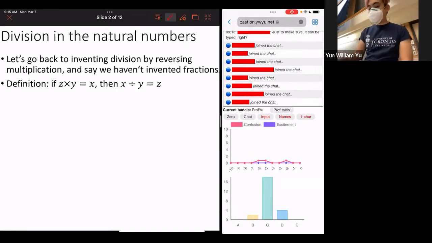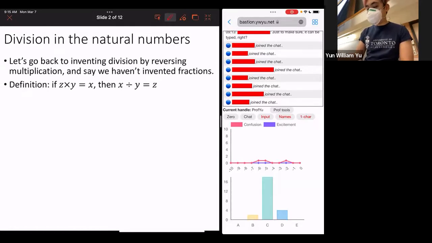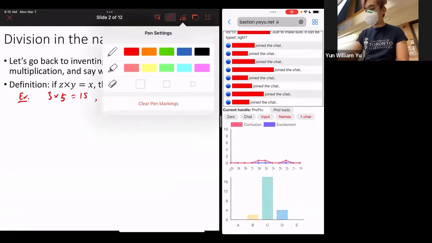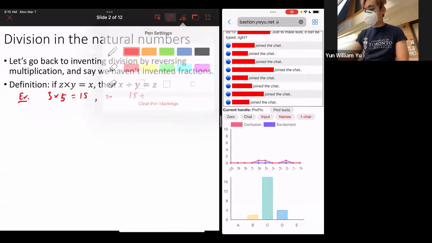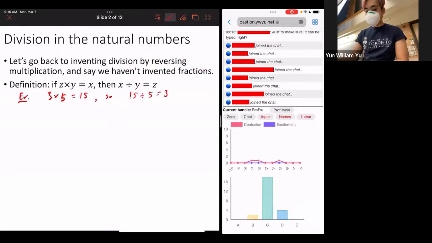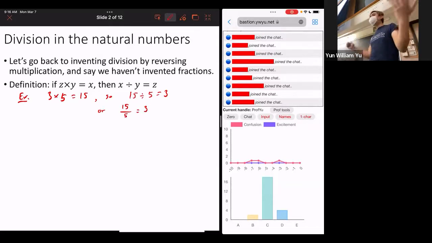So let's give a quick example of that. Hopefully you all know how to divide by now. As a quick example, I think this is the one I usually use: 3 times 5 is equal to 15. So 15 divided by 5 is equal to 3. Or we can also write it in ratio form: 15 divided by 5 is equal to 3. Even though we haven't invented fractions, you can still use the fractional notation for division if you want to. It still makes sense so long as it's well defined, right?